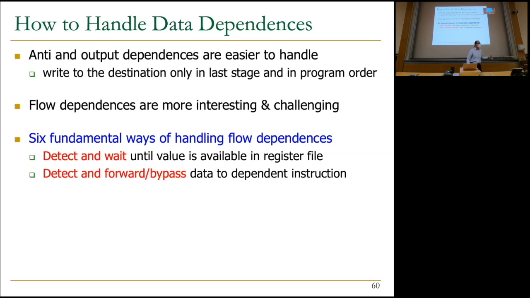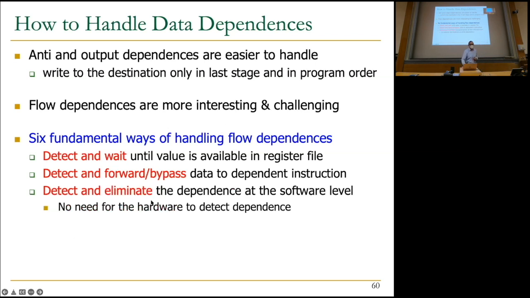Or you can detect and forward or bypass the data to the dependent instruction whenever the data is generated. Meaning you don't wait until the data is written to the register file, but maybe the data is generated at the end of the ALU execution stage. You basically bypass it through a separate path to the instruction so that the instruction gets it earlier than the register file write happens. So this is higher performance. This is called data forwarding or bypassing.